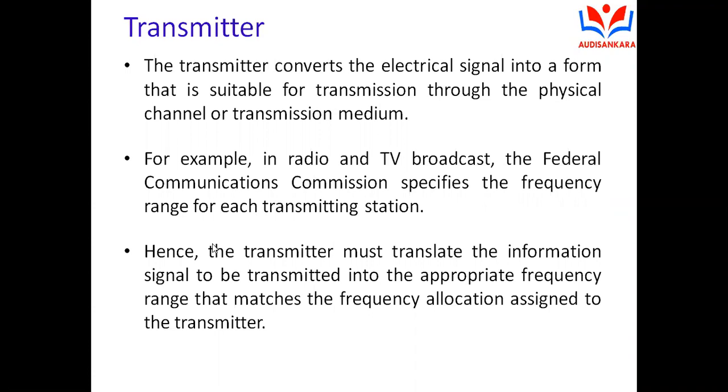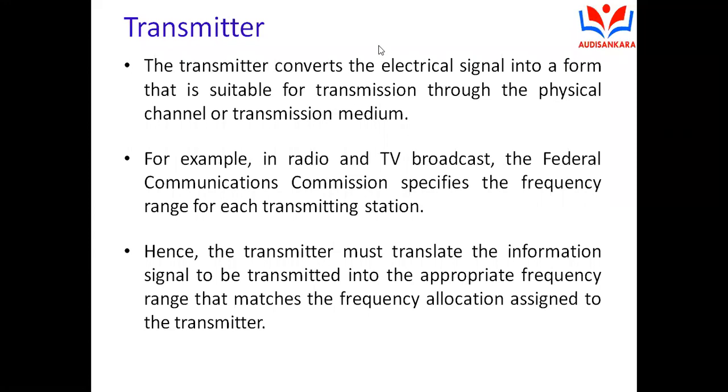Okay. So in radio and television systems, we already know that in television broadcasting stations, the FCC specifies the frequency ranges for each transmission station, so we need to transmit based on that particular range. It supports up to that particular point only. Other than that, there is no possibility to transmit the information. That is one point. Then the transmitter must translate the information to be transmitted into the appropriate frequency range also.